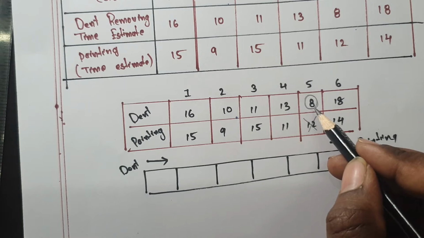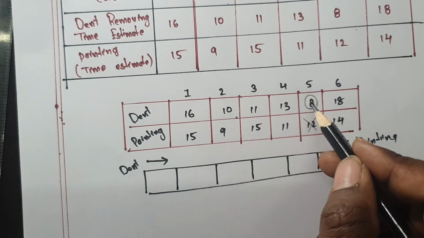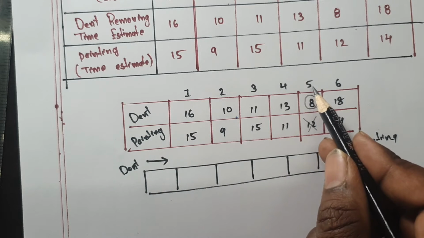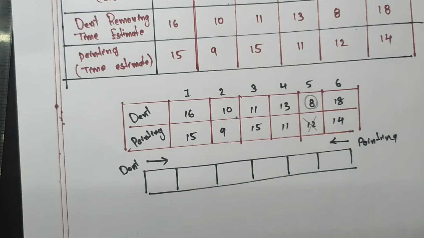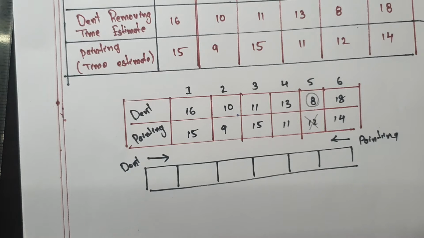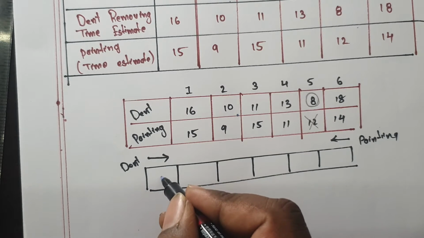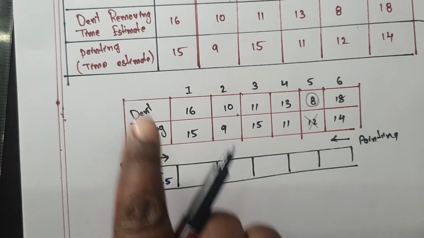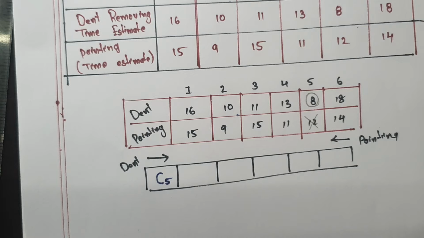See, is the 8 lying in denting or painting? It is in denting, in the fifth position. So write C5. C stands for car; you can write anything, but since car is given, C stands for car. So this row will vanish.